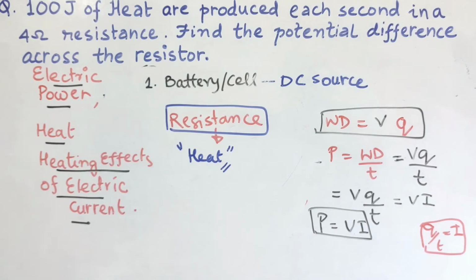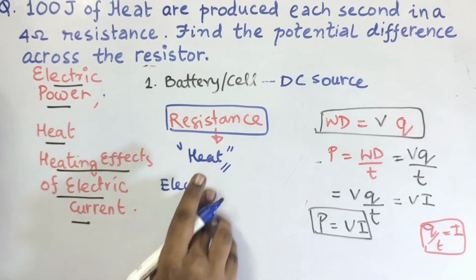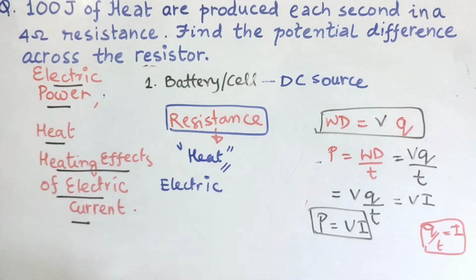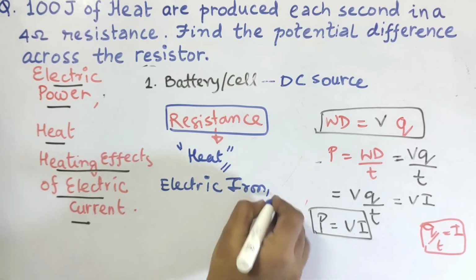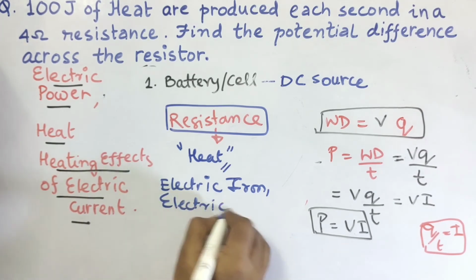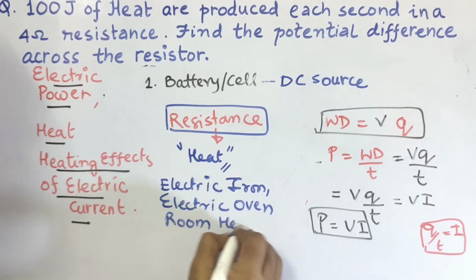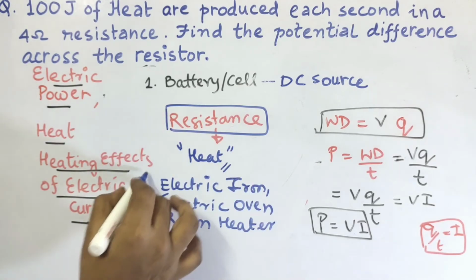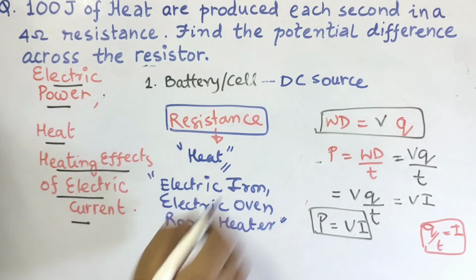There are some appliances in which we use them to get heat. For example, electric iron, which in Hindi we call istri, or you can say electric oven, room heaters, etc. We use them to get heat. So when we turn on the switch, we are getting heat.